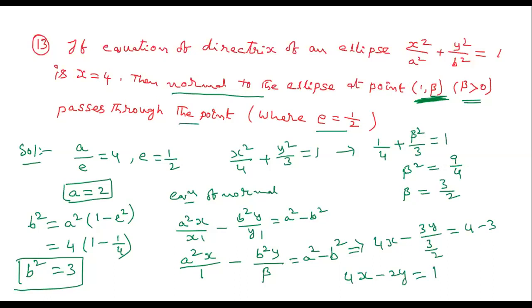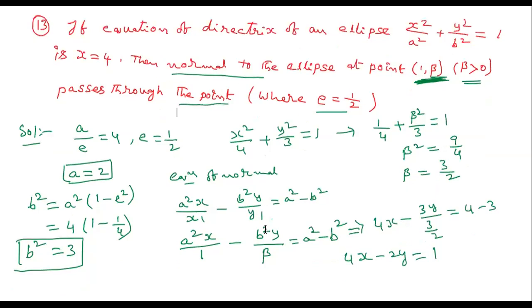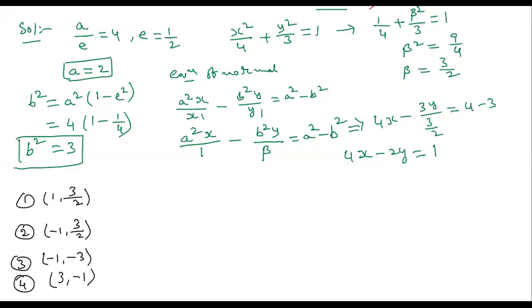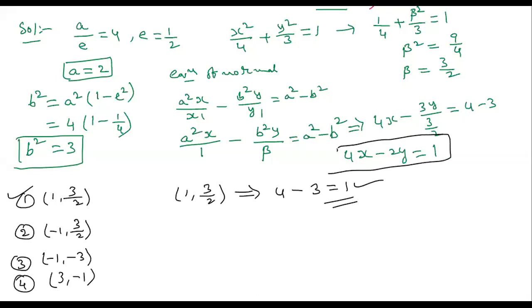It is passing through the point given. So here there are no options, so once again I will write. Now here options are there. The equation of normal passing through the point, so I am going to verify that (1, 3 by 2). See here, 4 minus 2 into 3 by 2, that is 3, is equal to 1. So it is satisfied. Now finally the equation of normal is passing through the point. That is, the first option is correct.